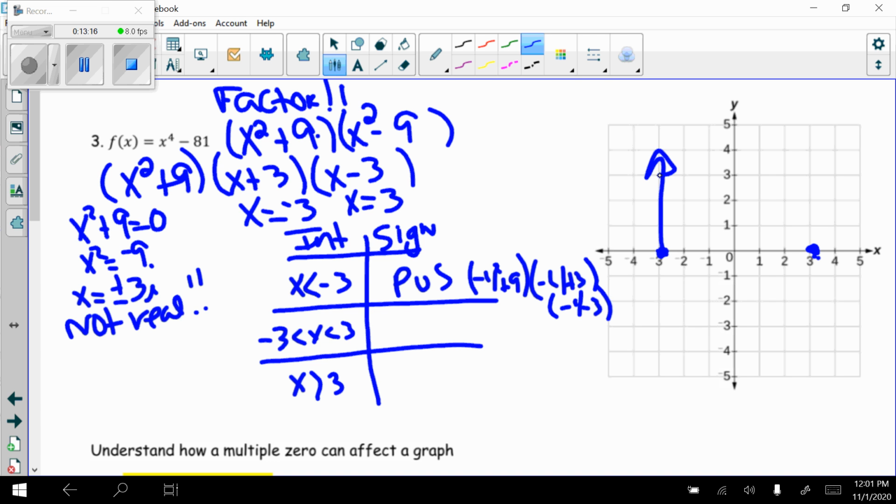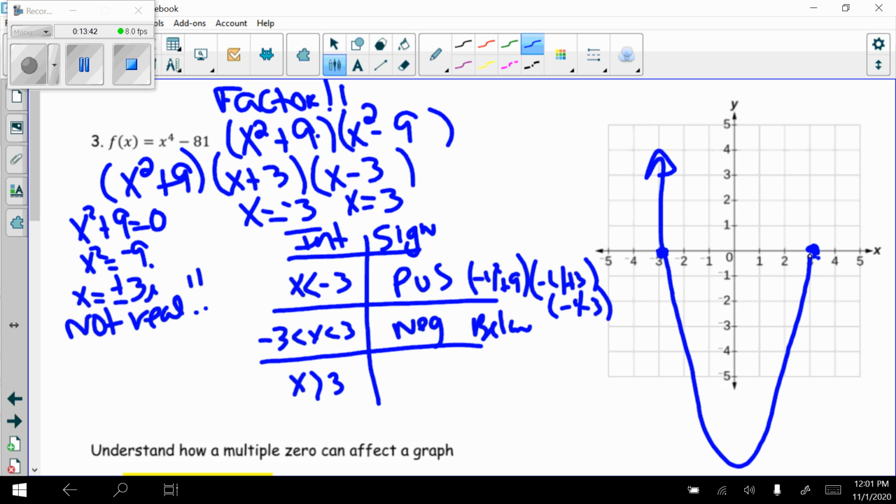If I pick a number between negative 3 and 3, I'm just going to pick 0. That's going to be the easiest. If I plug 0 into my original equation, I get 0 minus 81, which is negative 81. That's negative. So I know I'm below the x-axis. I know it's going way down here because it's going way down to negative 81.